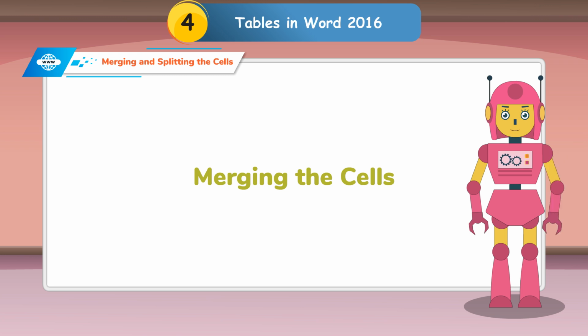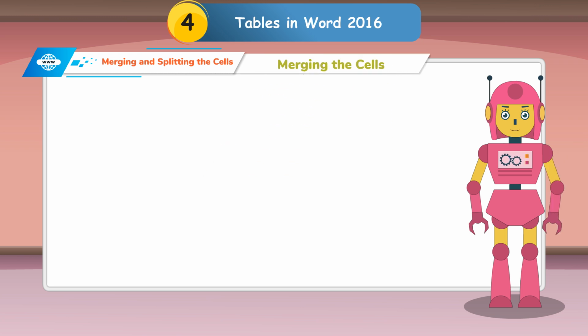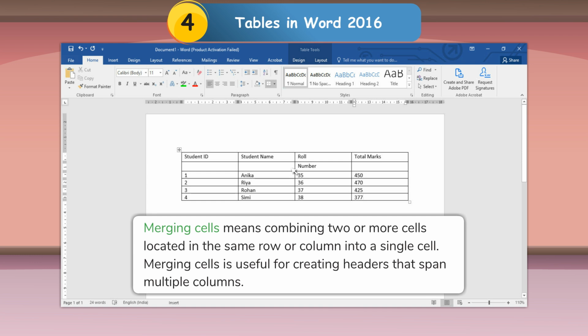Merging the cells. Merging cells means combining two or more cells located in the same row or column into a single cell. Merging cells is useful for creating headers that span multiple columns.